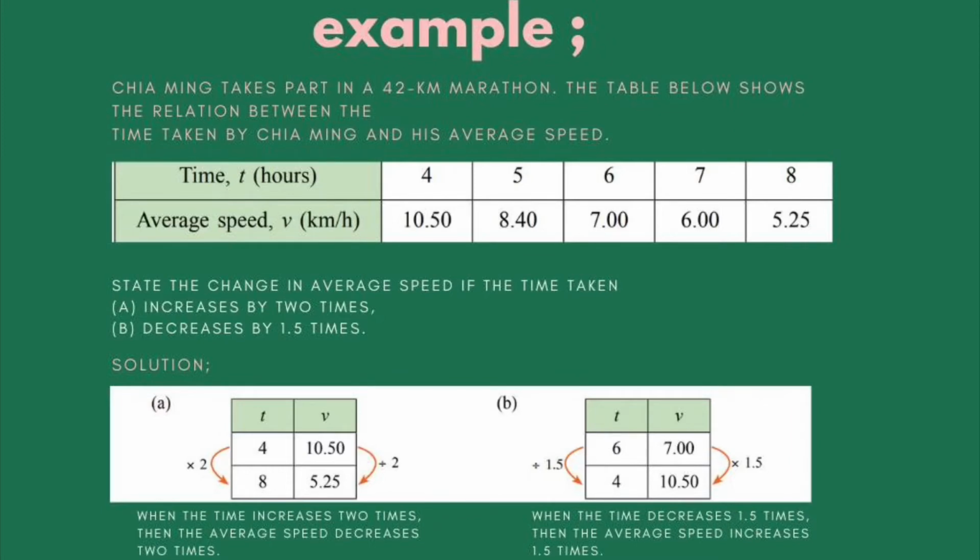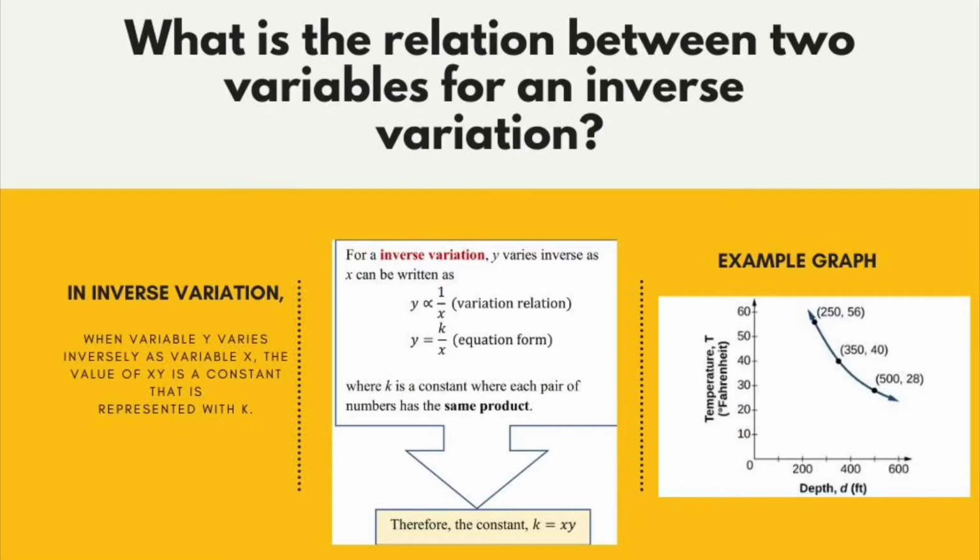Next, we look at B. If the time is decreased by 1.5 times, that means we have to divide the time by 1.5, and the average speed will increase, so we have to multiply it by 1.5. Now we are going to learn about the relation between two variables for an inverse variation.